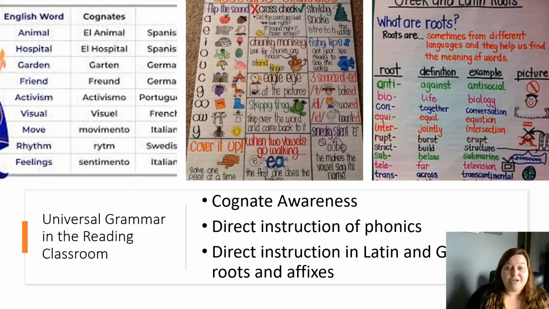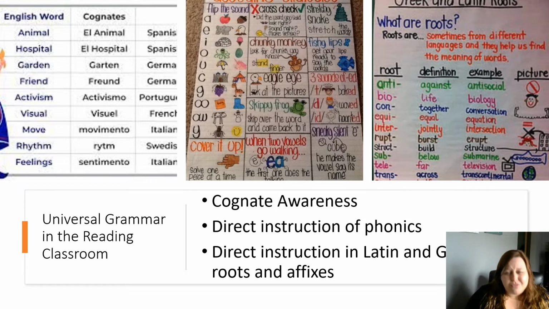Cognates are words in two languages that share a similar meaning, spelling, and pronunciation. According to an article on Colorín Colorado, 30 to 40% of all English words have a related Spanish word. And that's amazing because that means that our Spanish-speaking students learning English may already possess 40% of the English language. They just have to access it.